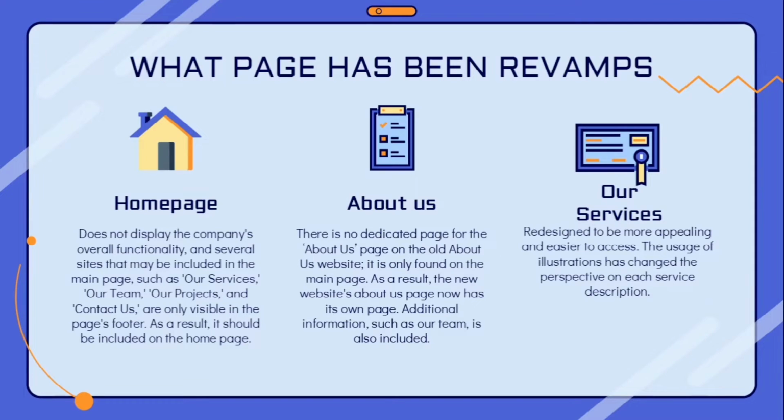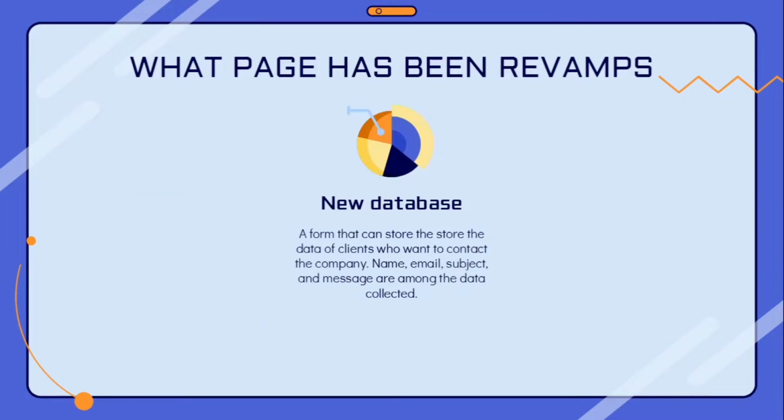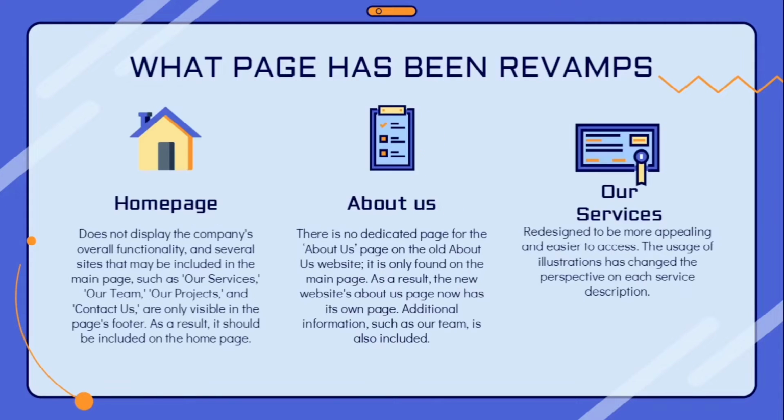What pages have been revamped? There are 4 things that have been revamped for the website, which are the home page, about us page, our service page, and lastly the new database for the website. For the home page, the old website does not display the company's overall functionality, and several sections that may be included in the main page, such as our service, our team, our project, and contact us. And the contact us is only visible at the page footer. As a result, it should be included on the home page.